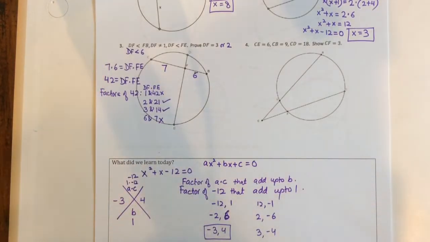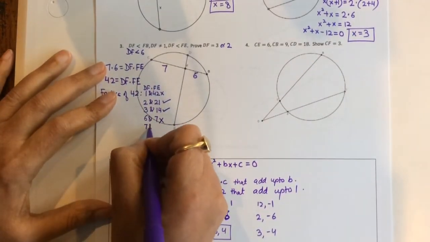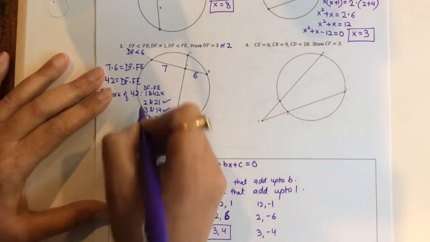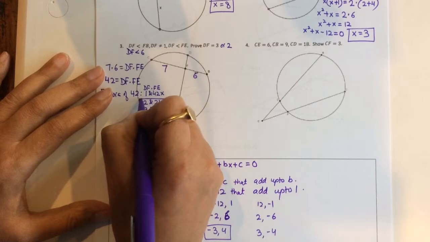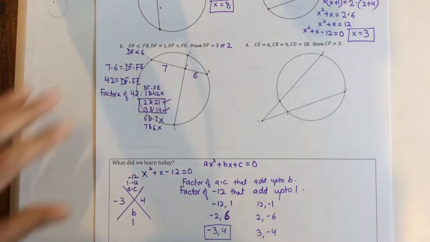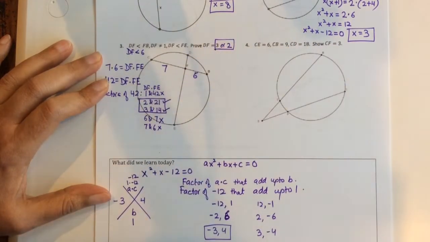And as you can see, I have not listed the other factors 7 and 6, because then DF will be greater than FE if I list 7 and 6 as factors. So all those will not work either. So these are the only two values that will work. So yes, DF can only be either 3 or 2.